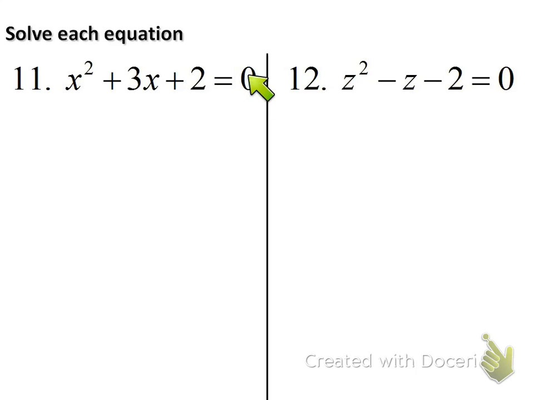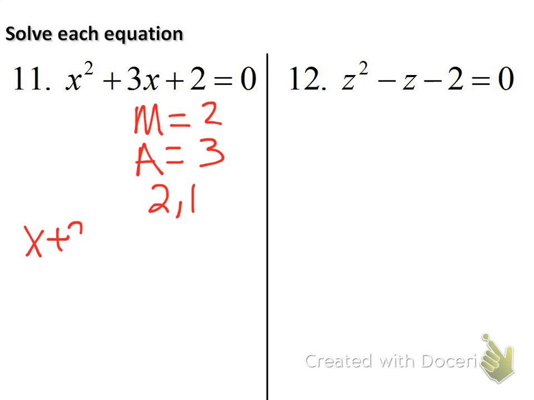But when it's equal to 0, the first thing you want to do is factor it. You want to break it up into factors. So how do I factor number 11? Well, it's a trinomial, so we should try the multiply add. Good. Multiply to 2, add to 3. Anyone know what the combination is? 2 and 1. So I have x plus 2, x plus 1 equals 0.